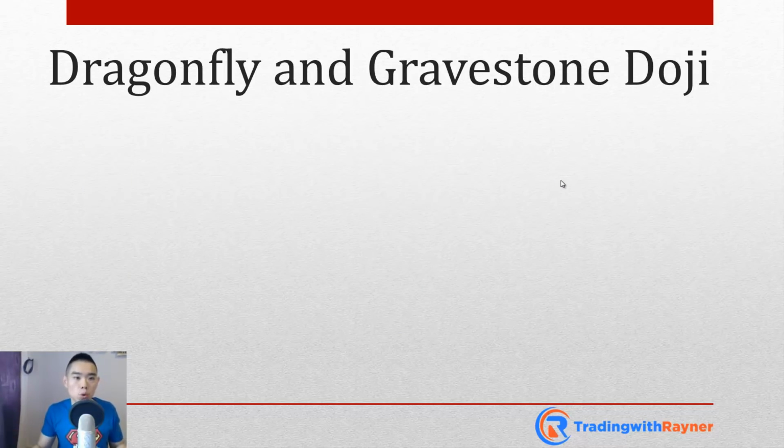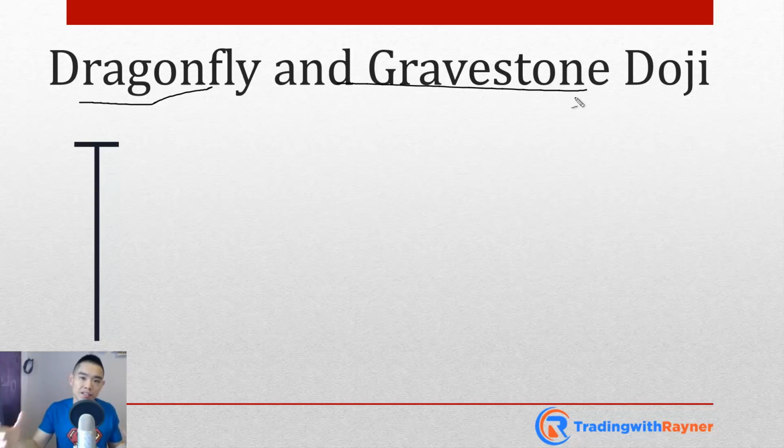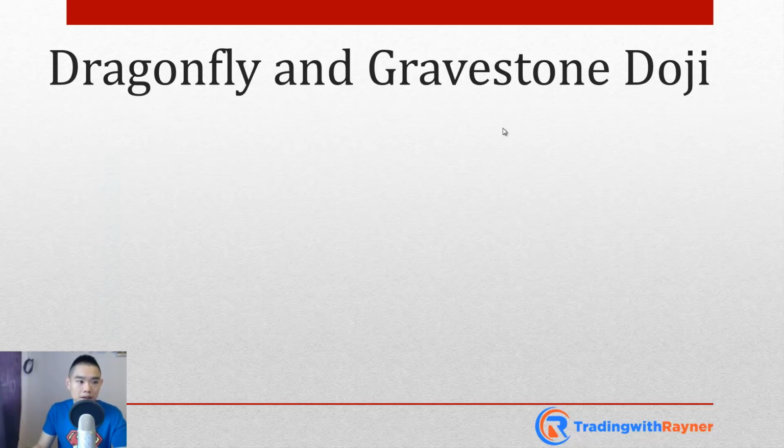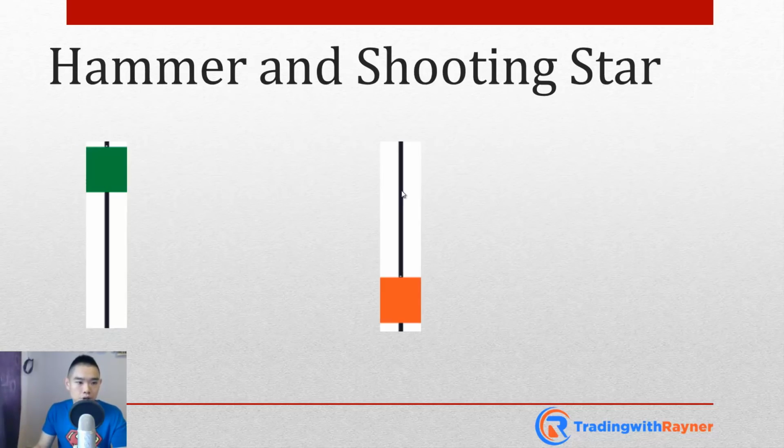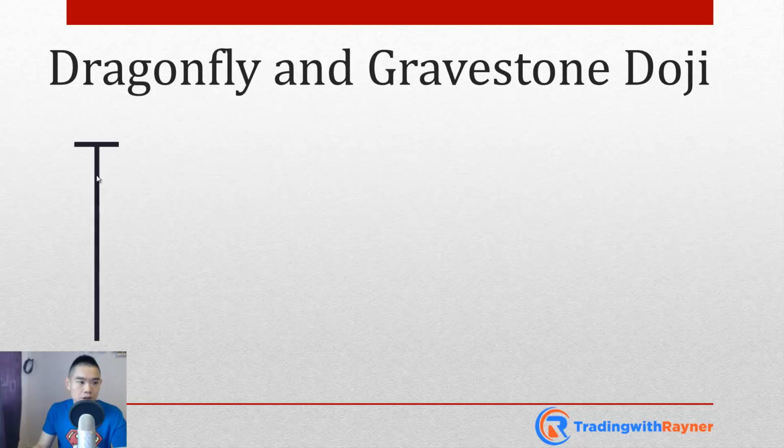Dragonfly and the Gravestone Doji. It sounds a handful, but really the pattern is very similar to the hammer and shooting star. The only difference is that a normal doji simply means indecision in the markets, but for Dragonfly and Gravestone Doji, it's a sign of price rejection. Because if you look at it, it's very similar to the hammer and shooting star that you've seen earlier. Let me just go back a little bit. Hammer, shooting star. Dragonfly Doji, Gravestone Doji.